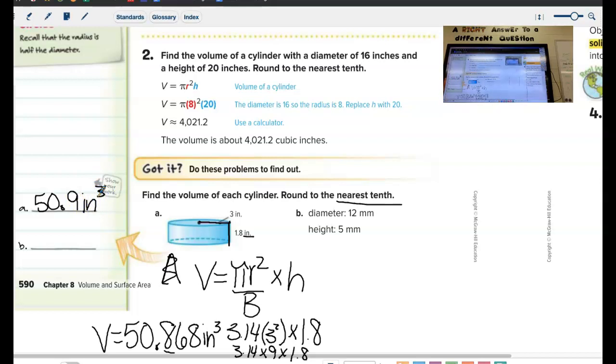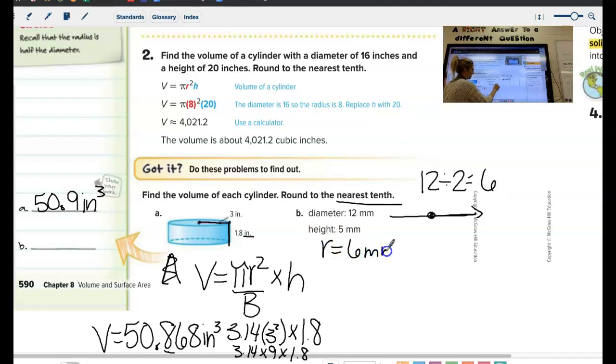All right, on B, we are given the diameter and the height. So remember, the diameter goes clear across your circle, but we only want the radius, which is half. So to figure out my radius, I'm going to take 12 and divide it by 2 to figure out what half of that is, which is 6. So now I know that my radius is 6 millimeters.